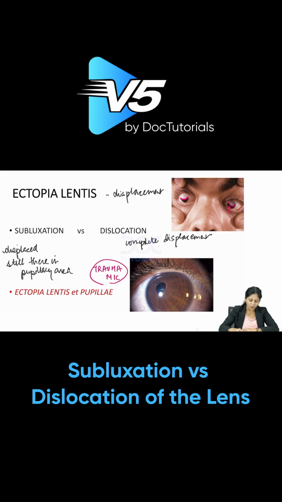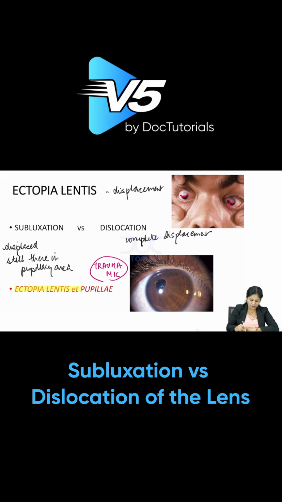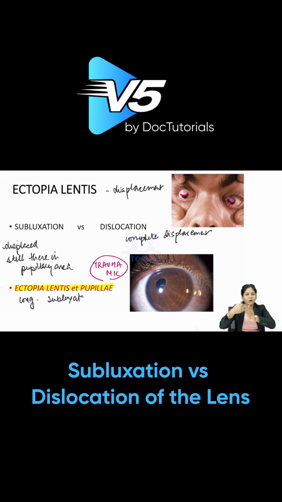Right. Now, there is a very famous question, a very famous term. What is ectopia lentis et pupillae? So remember, guys, this is a congenital condition. There is a congenital subluxation or a congenital displacement of the lens where the lens is going opposite to the pupil, where the pupil moves. Now you'll say, ma'am, pupil doesn't move. Yes, but see this picture, you will be able to identify yourself.